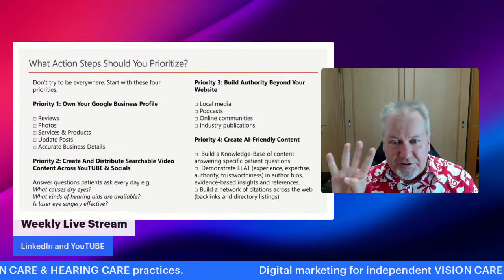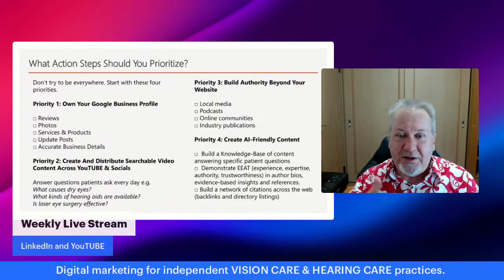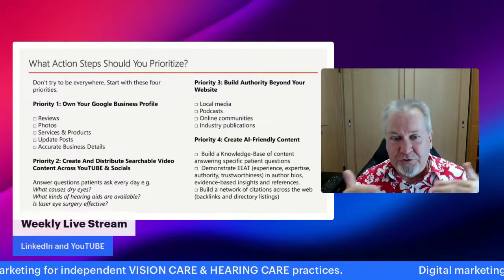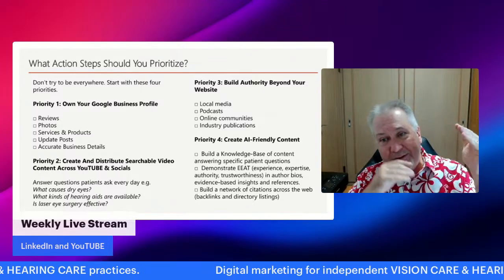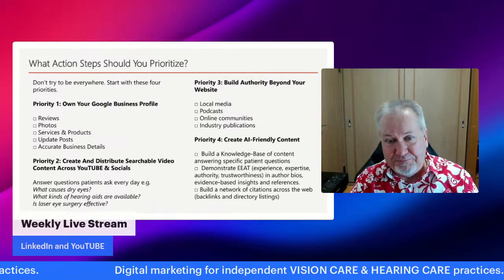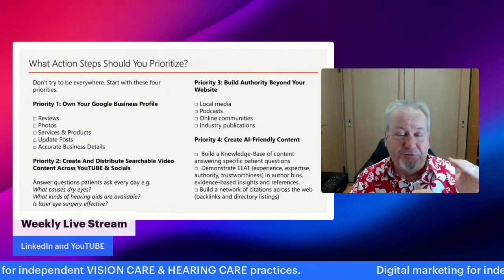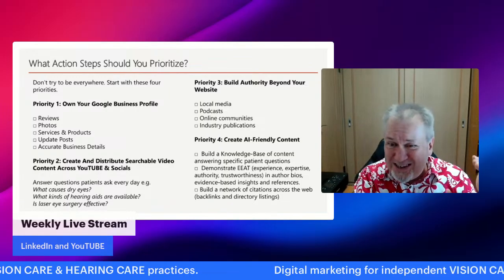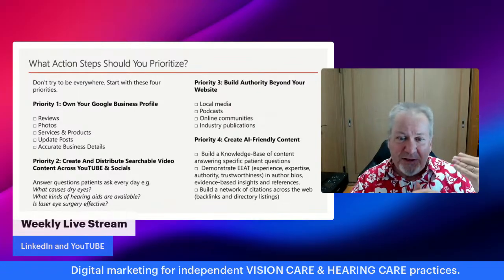And the fourth priority, I think, is create AI friendly content. So this comes back to having some sort of a knowledge base on your website where you're answering specific patient questions. Every article should be broken down into easily digestible chunks, have maybe a key takeaway section at the top of the page, or a too long didn't read summary.